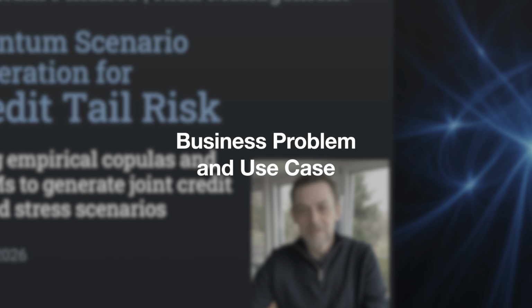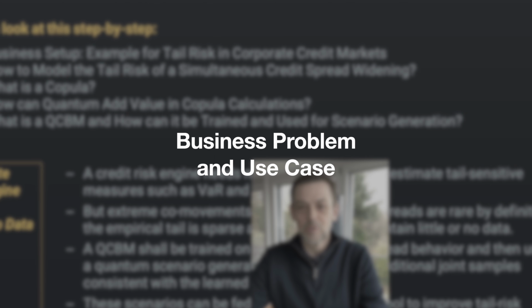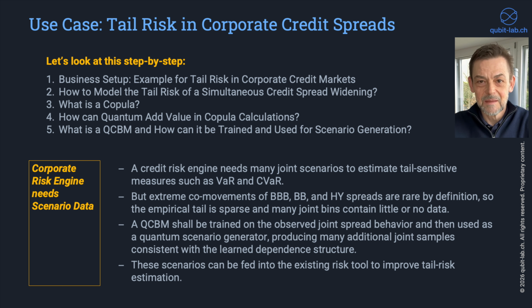Let's start from the business problem before we go into copulas or quantum circuits. I will first frame the credit risk use case, then show why a copula is a natural way to model joint tail dependence, and finally explain how a QCBM can learn that dependence structure and generate new scenarios. After that, I will walk through a concrete notebook example and the main results.